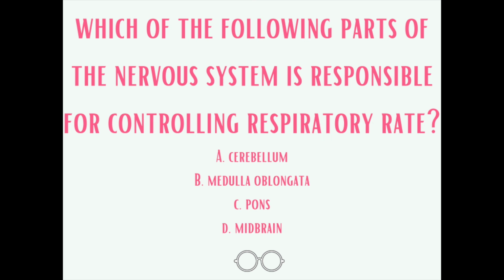So before I answer this, I just want to let you know that this is a super high yield question. I've seen multiple questions like this, like which of the following parts of the nervous system is responsible for blank, or they ask you questions related to the cerebellum, the pons, midbrain, and medulla oblongata. So make sure you know what is under involuntary control and voluntary control. With that being said, the answer here is B, medulla oblongata. The medulla oblongata controls autonomic activities such as respiratory rate and the heart rate.